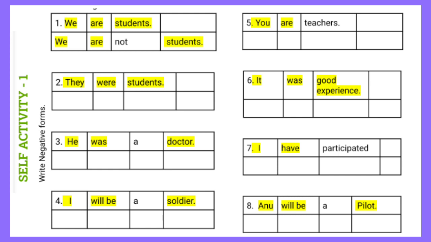Okay, the second one, they were students. Third one, he was a doctor. Fourth one, I will be a soldier. Fifth one, you are teachers. Sixth one, it was good experience. Seventh one, I have participated. Eighth one, Anu will be a pilot. So my dear friends, the rest of all the sentences you have to write into the negative form. Okay, just add not with the forms. That's all. I hope you can do it. Okay, all the best in advance.